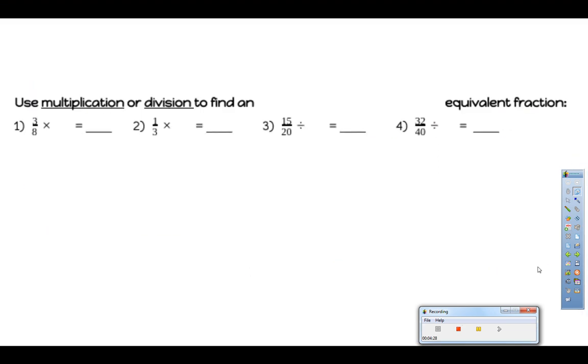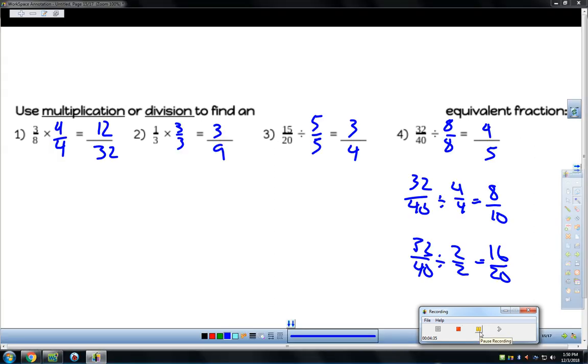Here are some problems for you to try. I would recommend pausing the screen and trying them, and then unpause it and check the answers. I realized after I asked you to pause it that for numbers 1 and 2, there are really an infinite amount of answers, because as long as you multiplied it by a number that was the same in the numerator and the denominator, you're multiplying it by 1, and so your equivalent fraction would have stayed the same. These are 2 possible answers.